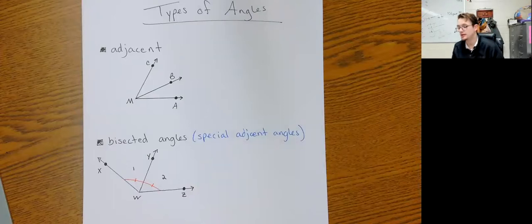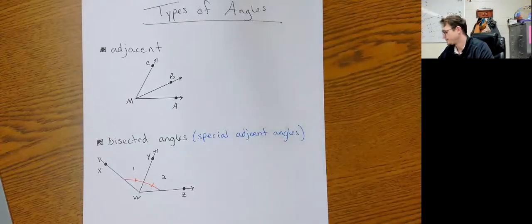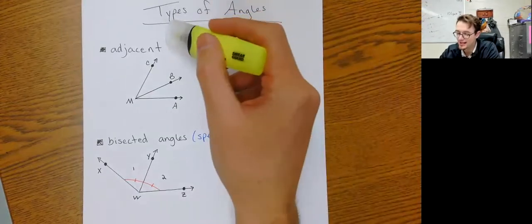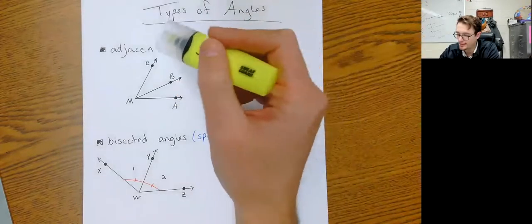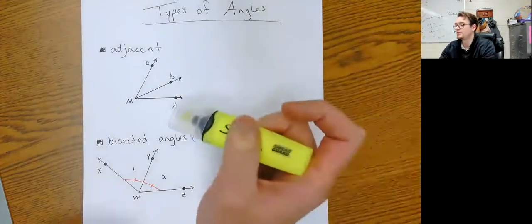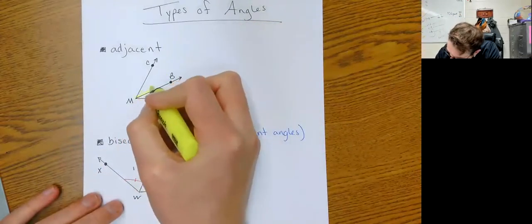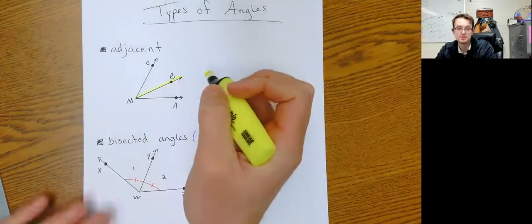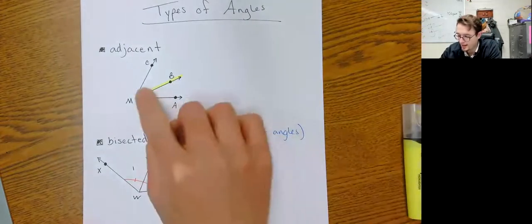So to hop into this, we have adjacent angles. The word adjacent means next to. So when we talk about adjacent angles, we're talking about angles which are right next to each other. In this case, adjacent angles means that they have a common side. They share a side. I have two angles that share this side, which happens to be ray MB. They share this ray MB.